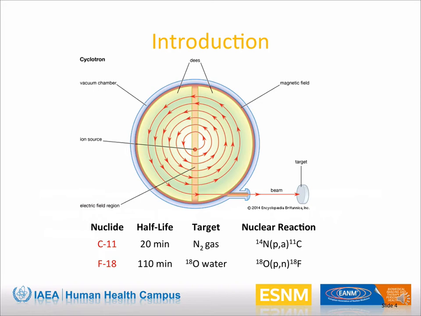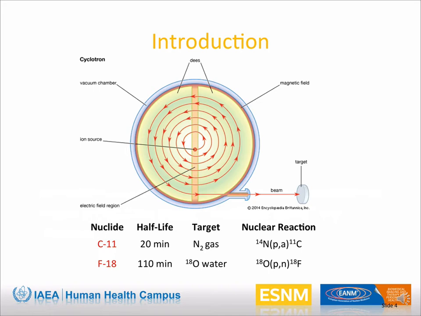Radionuclides can either be produced by an accelerator, and here we see an accelerator. It has an ion source in the middle. It has a vacuum chamber. It has two Ds, which change polarity. It has a magnetic field, and the particles are accelerated between the Ds, which change polarity, plus and minus. And finally, when they've been accelerated, they extract out, and you have a nuclear reaction in the target.